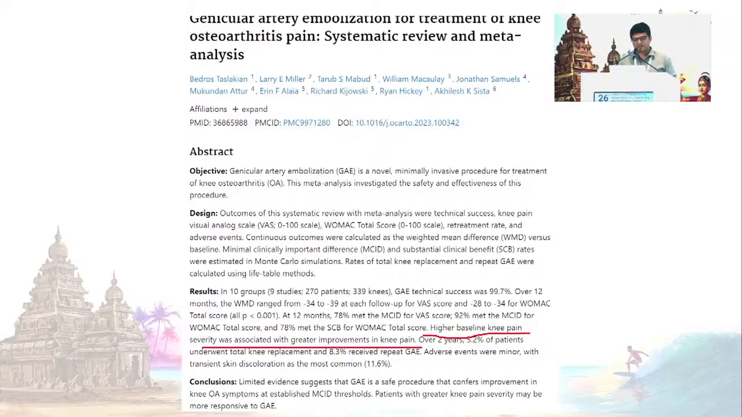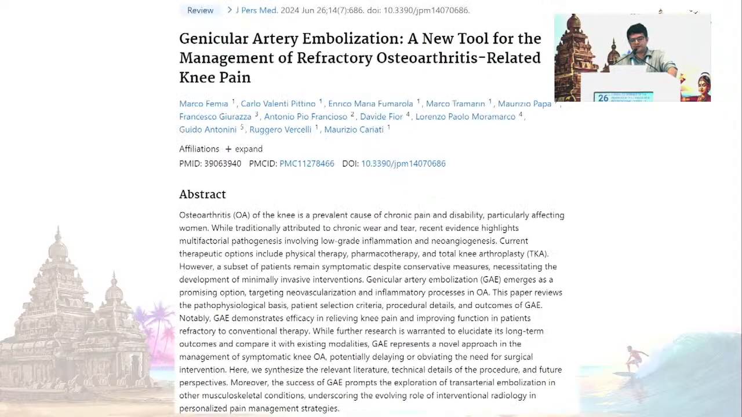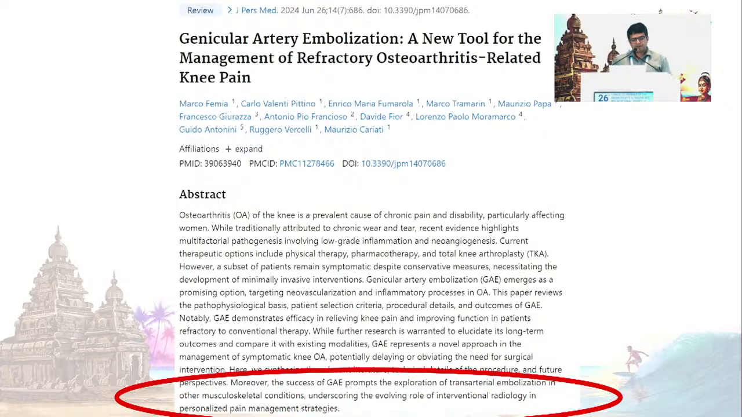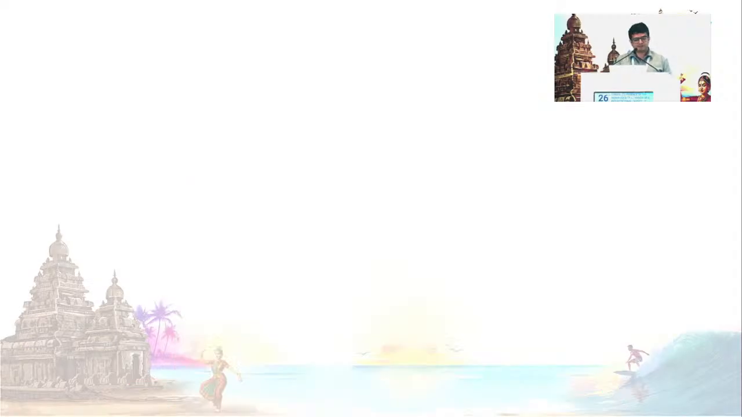This is a systematic review. So this review has shown that if the pain is more, the effect is more. So if the VAS score is 9, 8 rather than 6, then the pain relief is better because the inflammation would be more and the embolization would be effective. This was the 2024 paper, and apart from genicular artery embolization, other musculoskeletal conditions like plantar fasciitis, tennis elbow, shoulder conditions we can use it for.